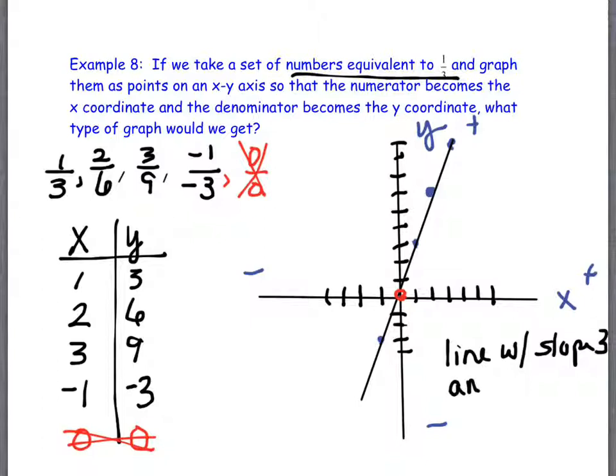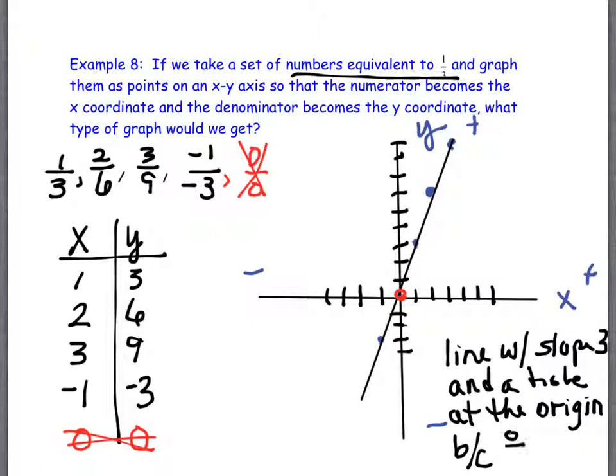I'll write it down the way it actually really is. And a hole at the origin. There's actually a hole in this graph. There is a point that is excluded from this description. And jot yourself down the reason why. It's because 0 over 0 is not 1/3. And that's how all the other points are determined. Okay. Any questions on that one?